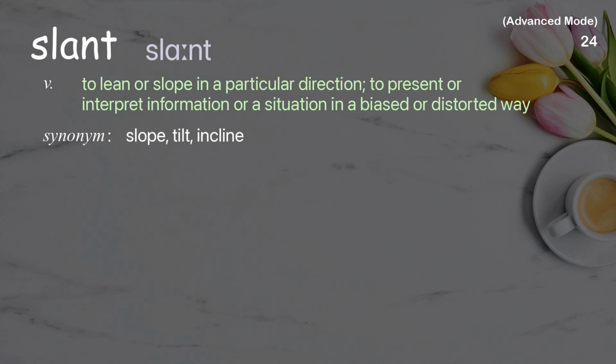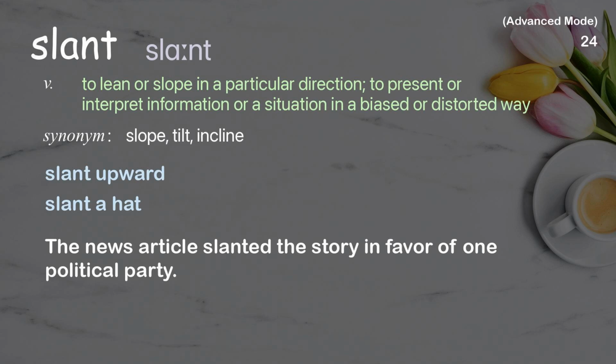Slant. To lean or slope in a particular direction, to present or interpret information or a situation in a biased or distorted way. Examples: slant upward, slant a hat. The news article slanted the story in favor of one political party.